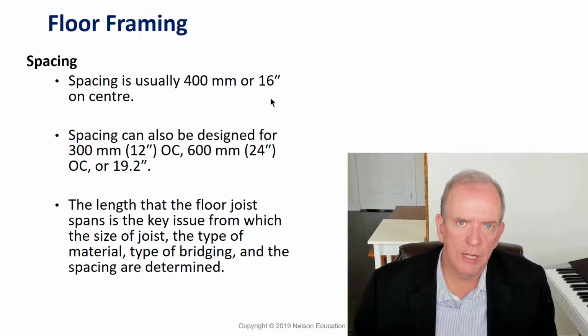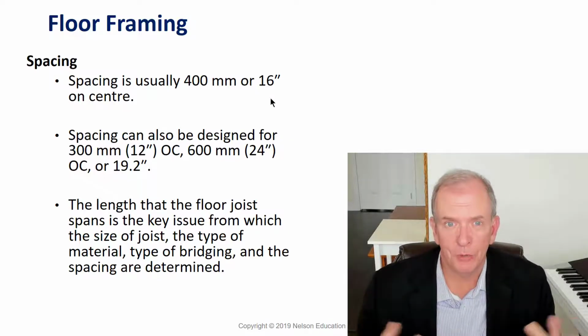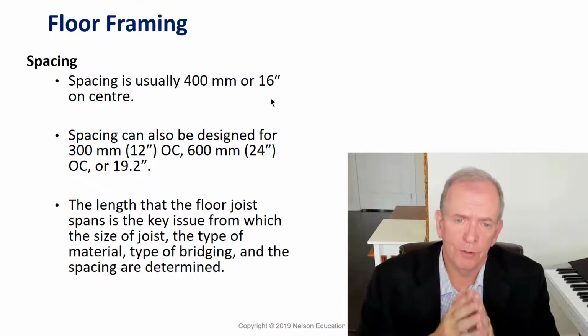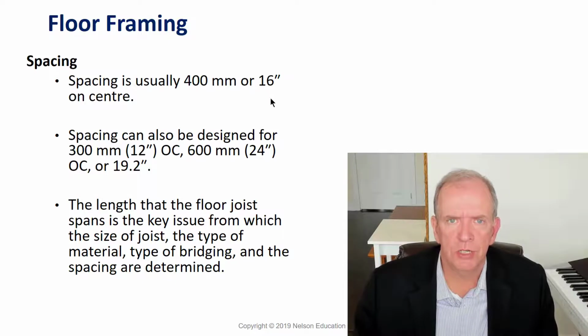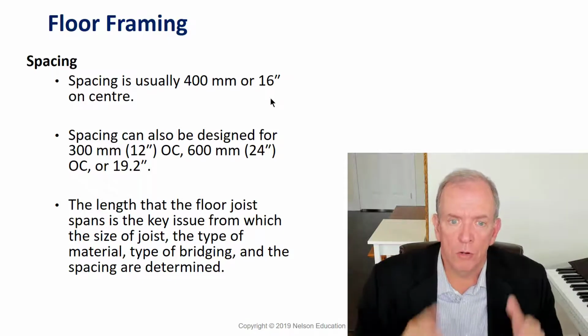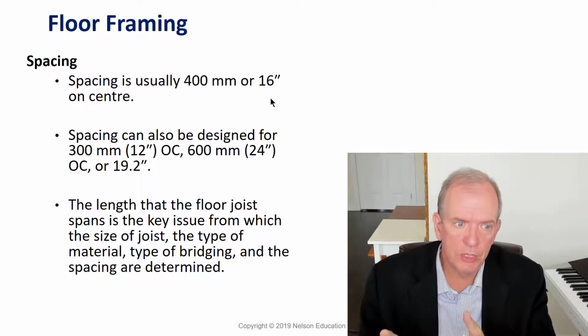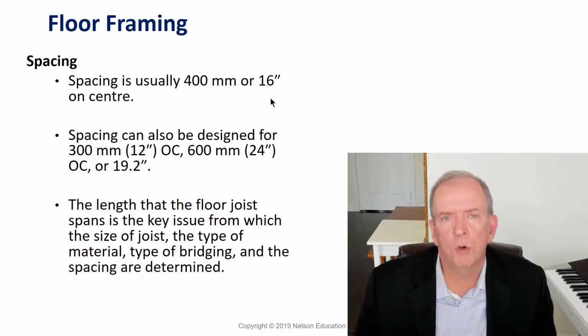So all the engineering calculations in part 9 of the building code are pre-engineered. All of the tables that you'll see in the building code for spans for joists are pre-engineered and designed assuming either 12 inches, 16 inches, or 24 inches. Another one that's become more popular for walls is 19.2.